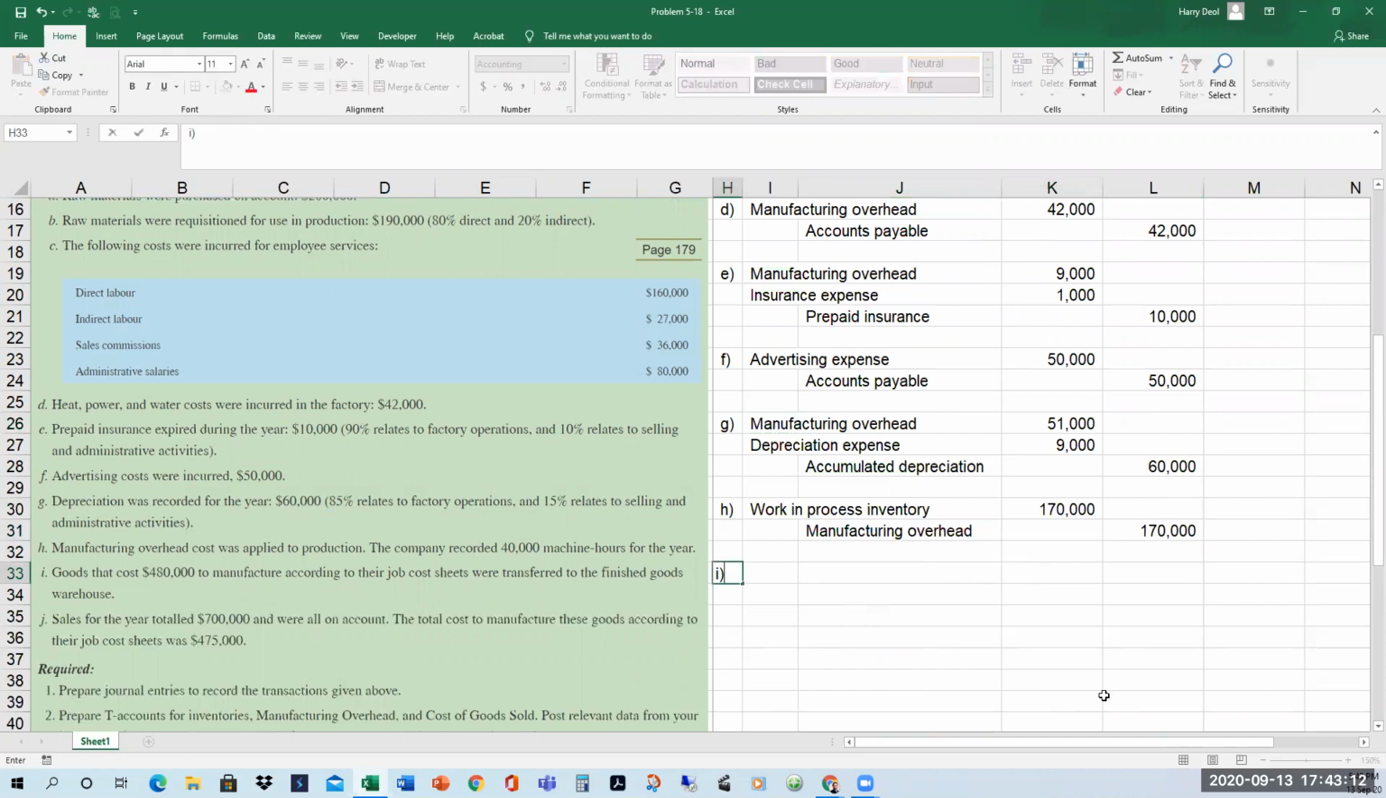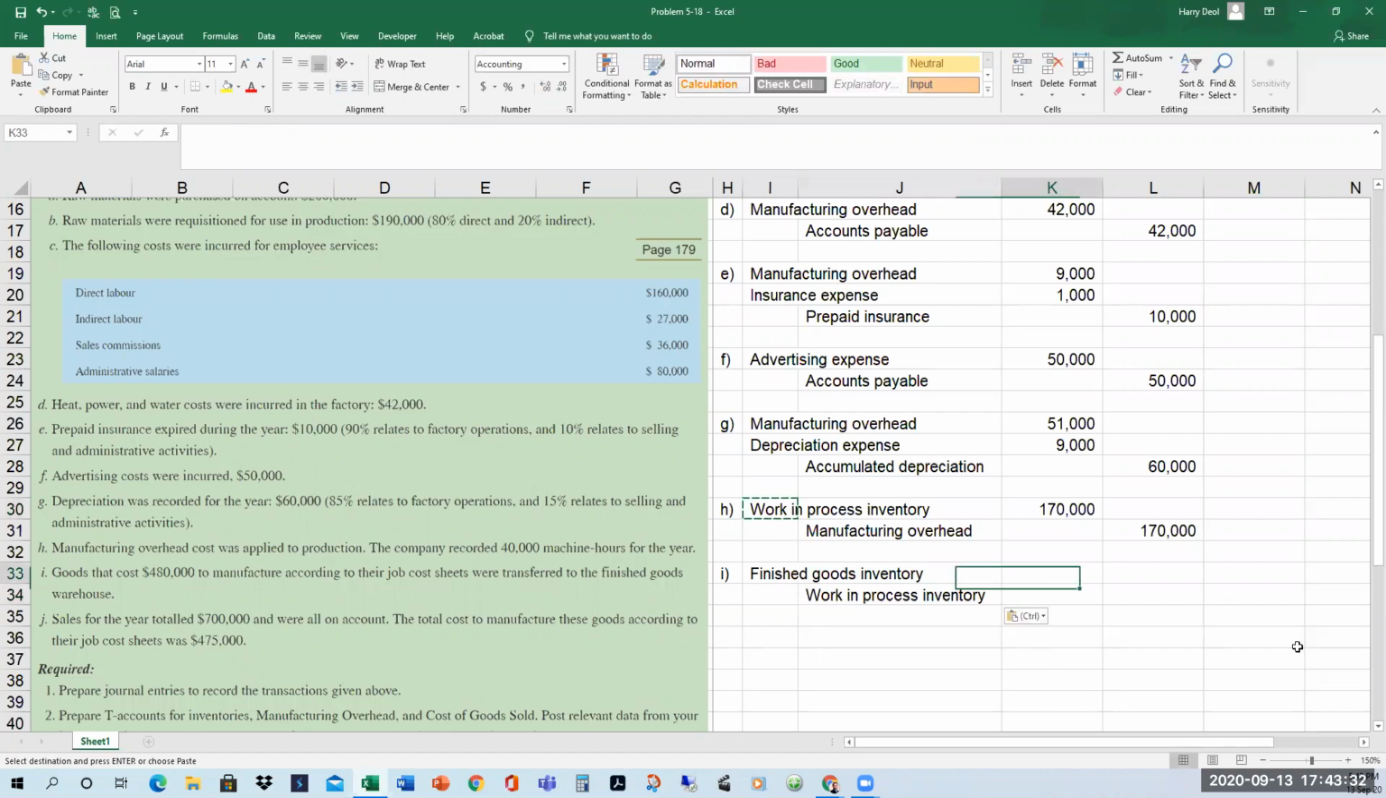Step I, goods that cost $480,000 to manufacture according to their job order cost sheets were transferred to the finished goods warehouse. So you want to debit finished goods inventory and credit work in process, 480,000.